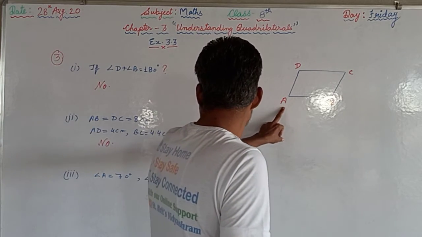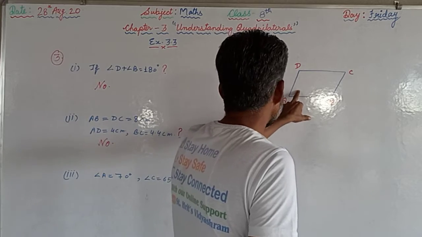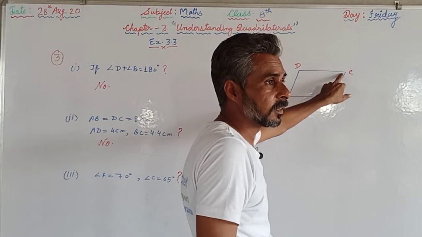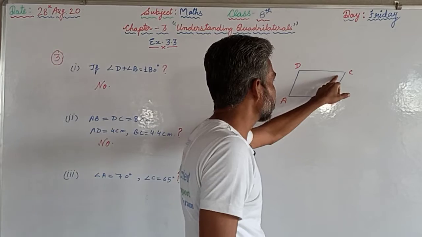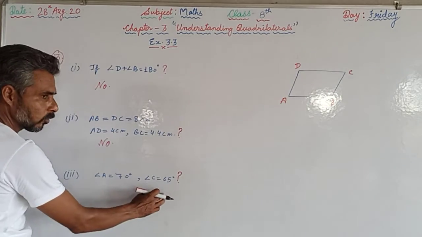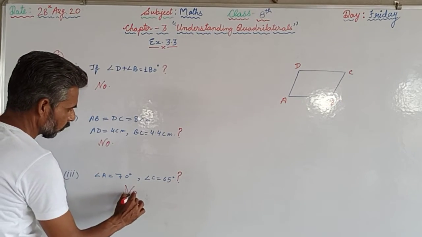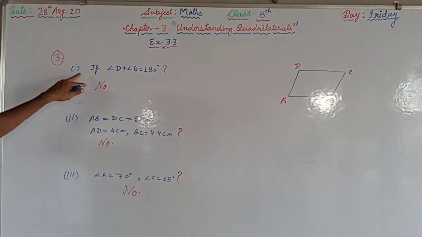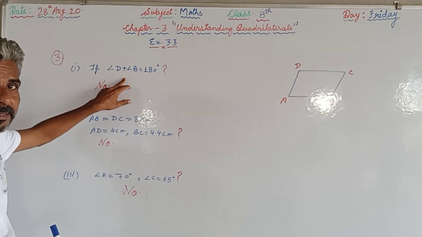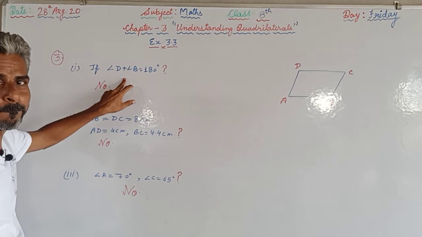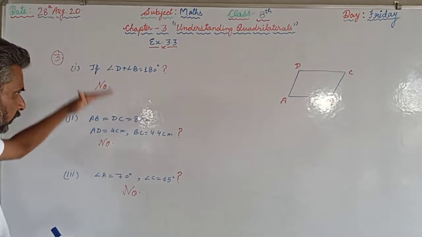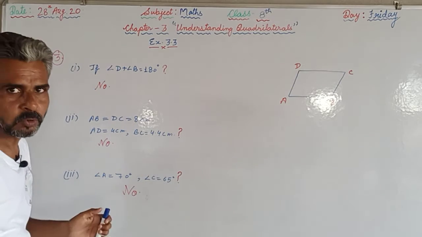In a parallelogram the opposite angles should be equal. Here the opposite angles are not equal, so here again that will not be a parallelogram. We should check the first part, whether what we have written, the same angles, angle D plus angle B. Yes, so here it can be a rectangle, not a parallelogram. So here for all the conditions we are supposed to say no.